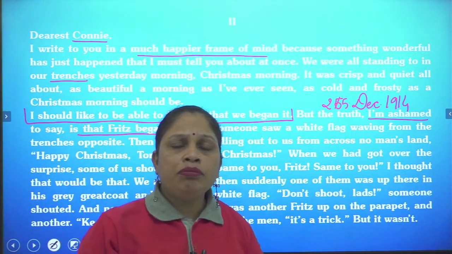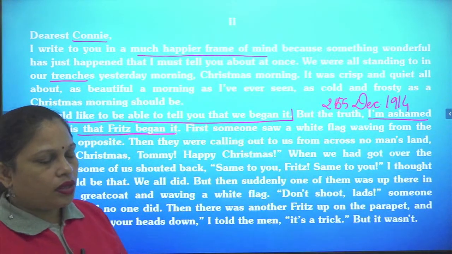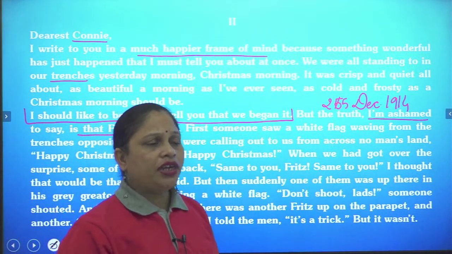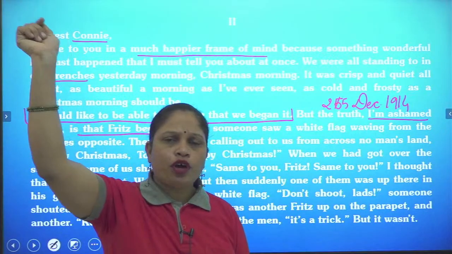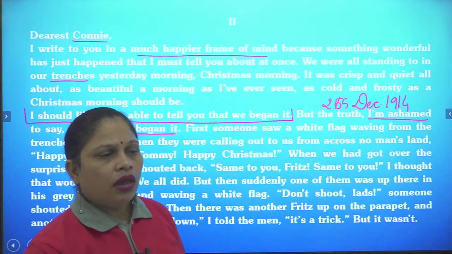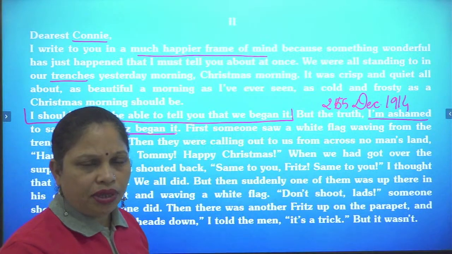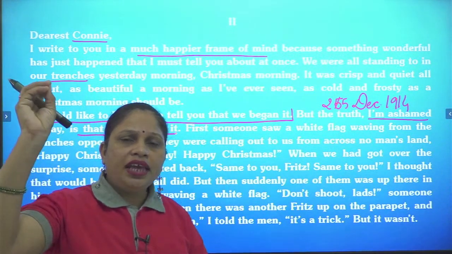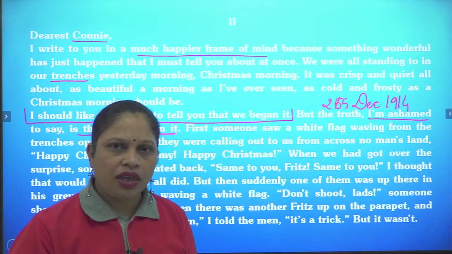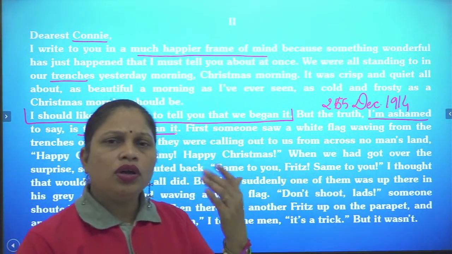White color symbolizes peace, a pause to war. So one of the German soldiers, Fritz, was waving a white flag from their trenches, which was noticed by the British army. It made clear to the British soldiers that the Germans wanted to say something, wanted to come ahead to say something, and were requesting them not to attack German soldiers.